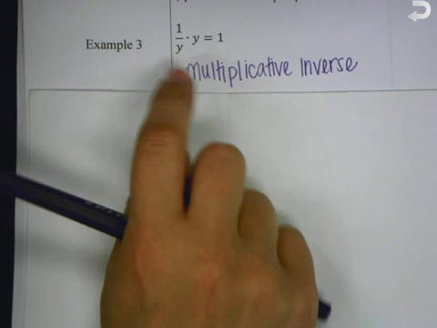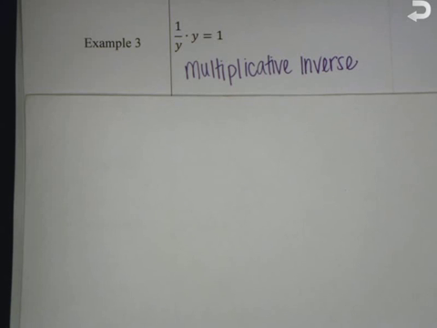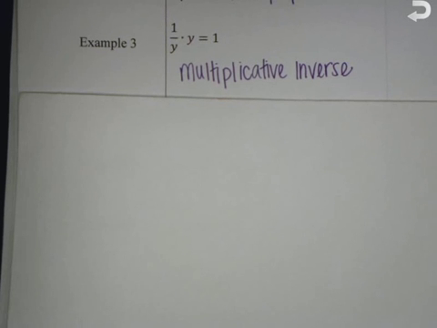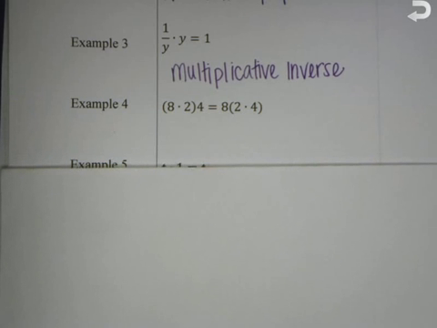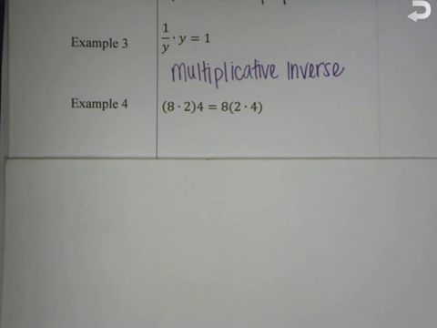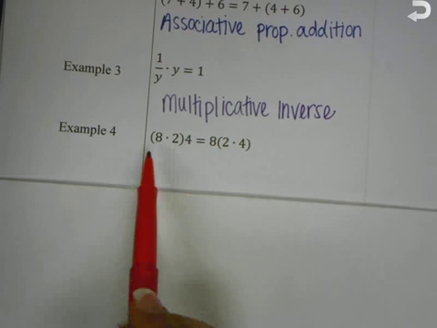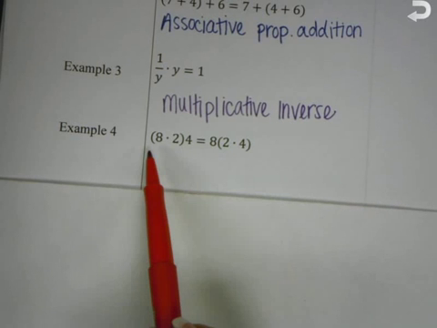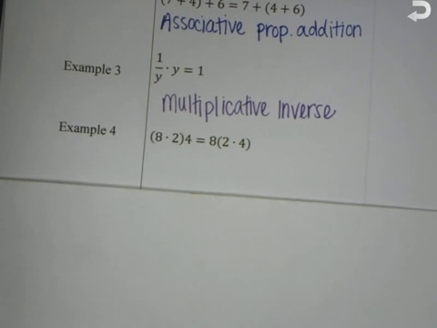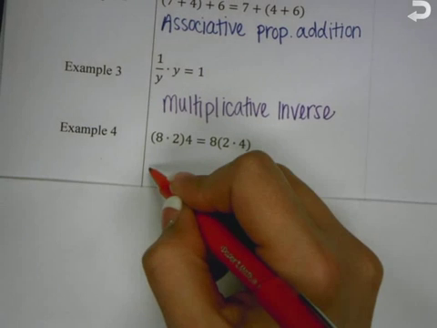Okay? Example 4. Moving right along. 8 times (2 times 4) equals (8 times 2) times 4. Did the order change at all? No. Order did not change. But the grouping did, so it's what, Brianna? Associative property of what? Multiplication. Yes. So associative property of, I'm not going to write multiplication the whole way.